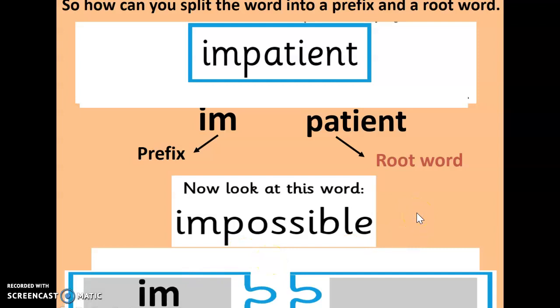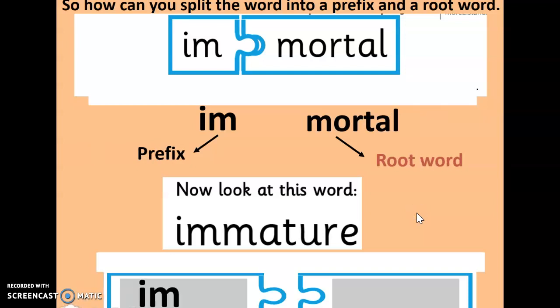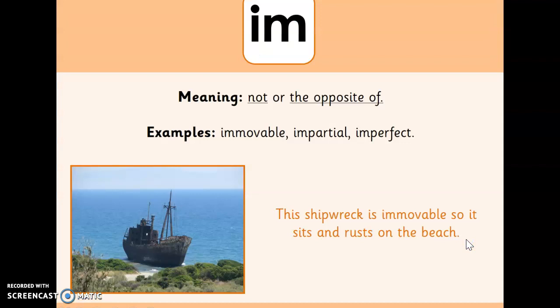Well done. Im is our prefix and possible is our root word. Okay, this is another example. You can see here that we split this word immortal as im as prefix and mortal as a root word, and here this word immature, again the prefix im and mature is our root word. And again all the words beginning with prefix im, like immovable, impartial, imperfect, they mean not or the opposite of.